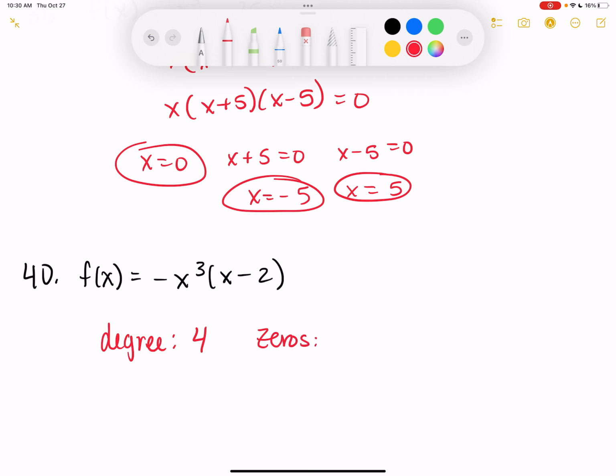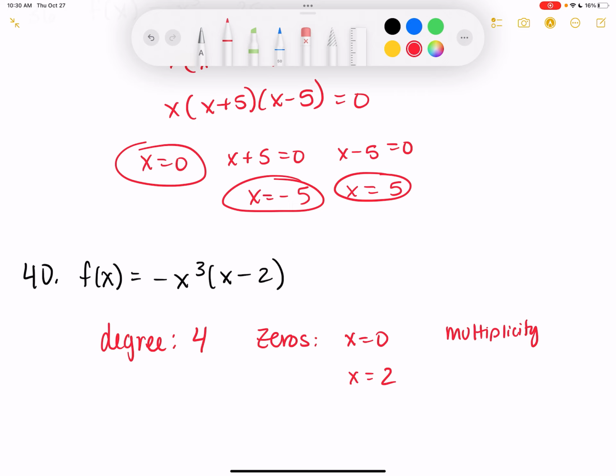Zeros, so it's already factored out for you. So if you set each piece equal to 0, what are your zeros? 0 and 2. Yeah, so x equals 0 and x equals 2. Then multiplicity wants to know how many times each of these occurred.